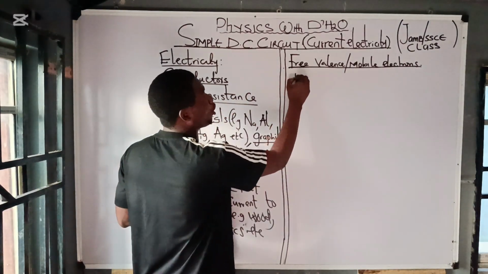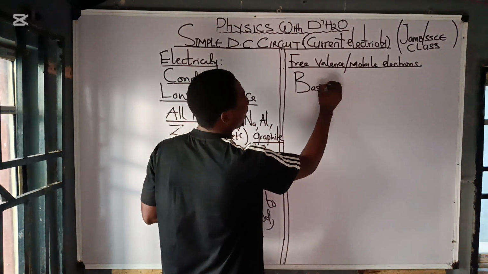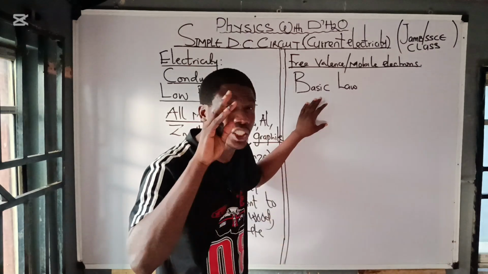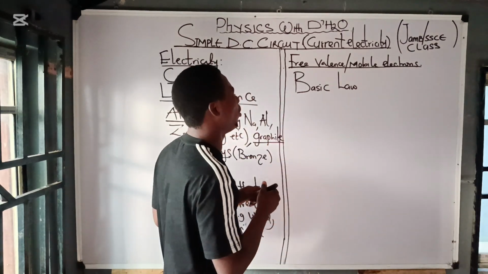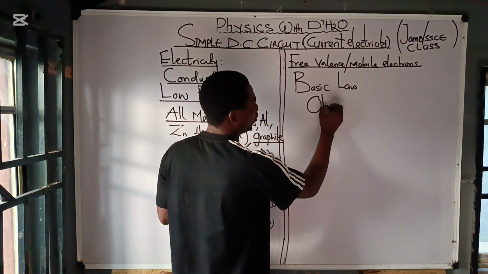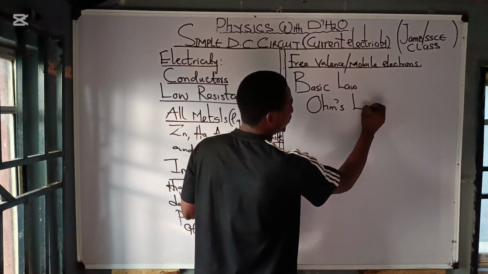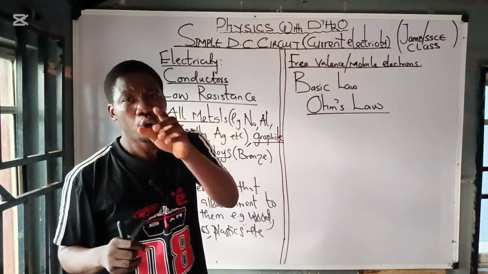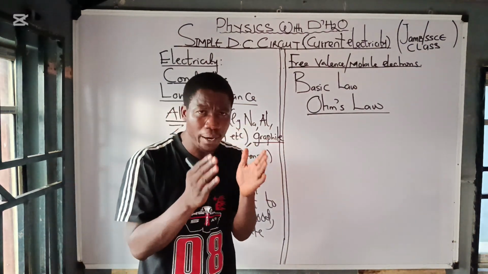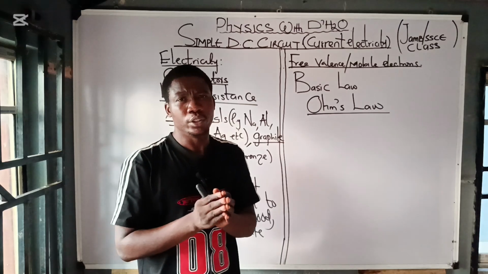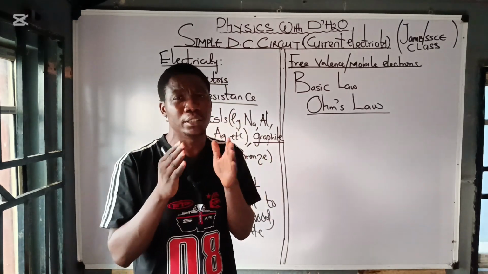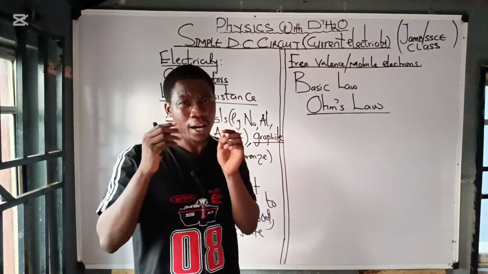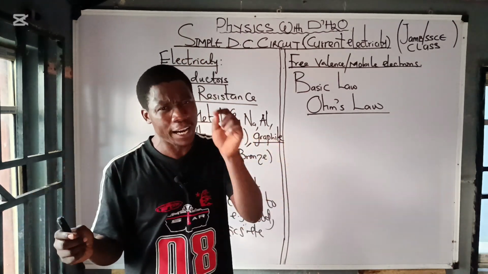Now, as we dive into this simple DC circuit and current electricity, it will be important for you to understand a basic law. It is the law that governs the calculation of questions involving simple DC circuit. And that basic law is known as Ohm's law. So take your pen. Let's begin. What is Ohm's law? Ohm's law states that the current flowing through a metallic conductor is directly proportional to the potential difference across its ends, provided that the temperature and every other physical parameter are kept constant.